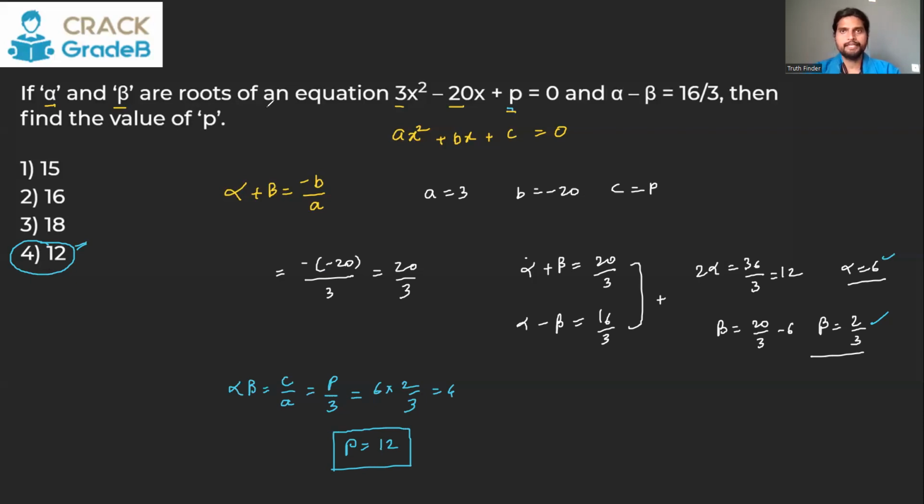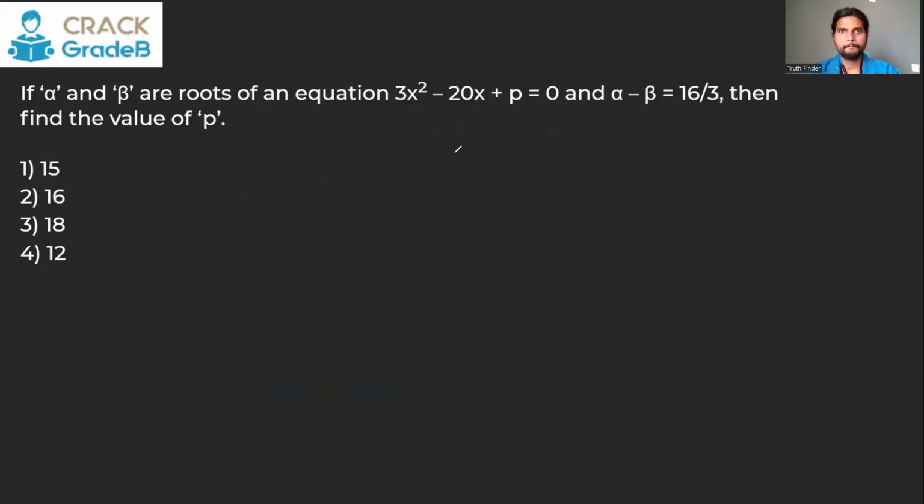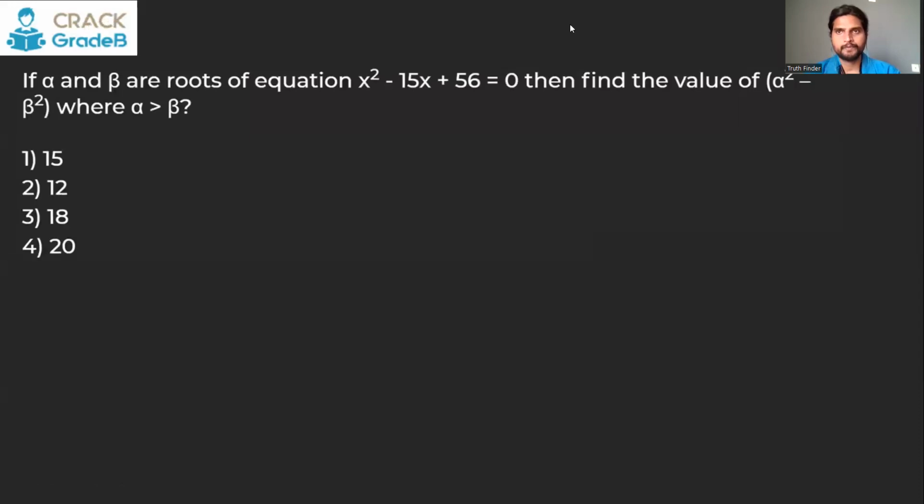Easy? Let's see one more. It says, if alpha and beta are roots of the equation, then find the value of alpha square minus beta square. They are asking what is the value of alpha square minus beta square, knowing alpha is greater than beta.